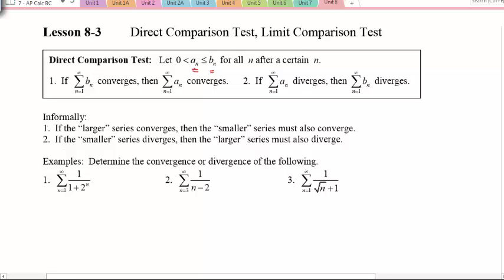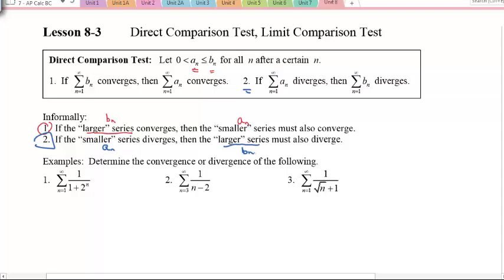Really informally, number 1 states this: if the larger series, that's of course in this case b sub n, converges, then the smaller series, which is the original one, a sub n, must also converge. Whereas in statement number 2, what I'm saying to you is if the smaller series, that's a sub n, diverges, then the larger series, b sub n, must also diverge.